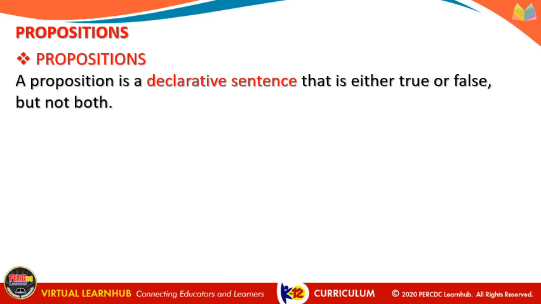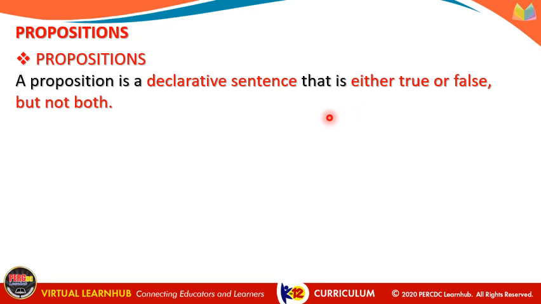Aside from being a declarative sentence, we have another condition for it to become a proposition. It says here that your declarative sentence must be either true or false, but not both. Now, this condition is actually very important. Not all declarative sentences can be considered a proposition. So, it means that your sentence must be easily identifiable as true or false.